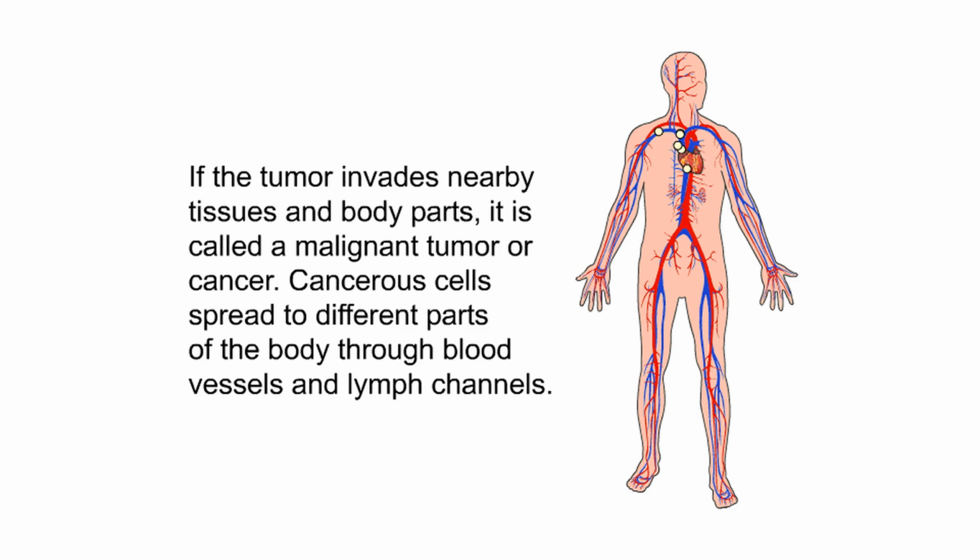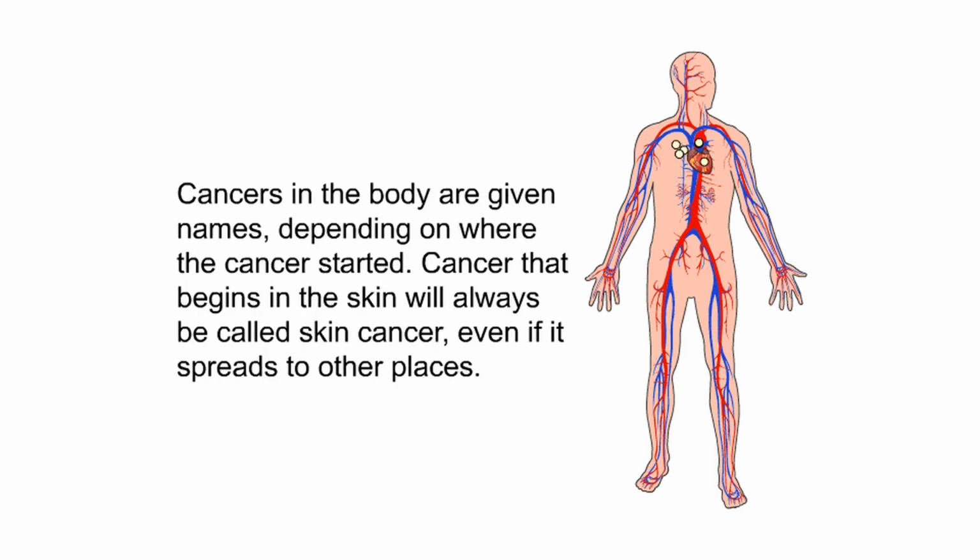If the tumor invades nearby tissues and body parts, it is called a malignant tumor or cancer. Cancerous cells spread to different parts of the body through blood vessels and lymph channels. Cancers in the body are given names, depending on where the cancer started. Cancer that begins in the skin will be called skin cancer, even if it spreads to other places.